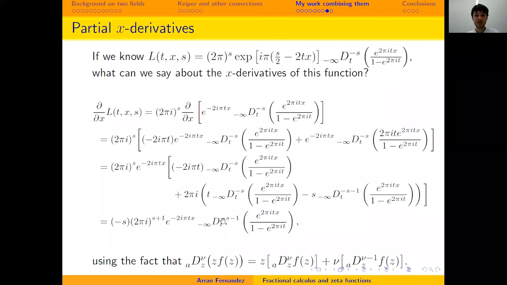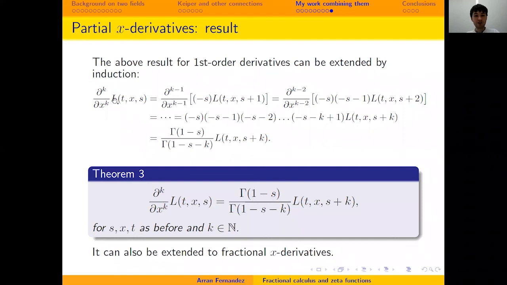So what this is, of course, is the Lerch zeta function with s replaced by s plus 1. See, it's that formula there, but instead of s, you write s plus 1. So we get the x derivative of L equals minus s times L with s plus 1. That's for first order derivatives. Then by induction, you can generalize this to kth order derivatives. Take the derivative to order k with respect to x, then you get again a Lerch zeta function with a multiplier. So this is our theorem 3.